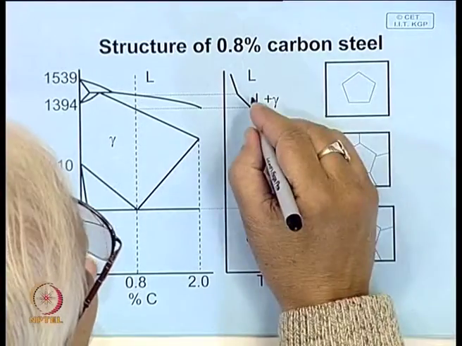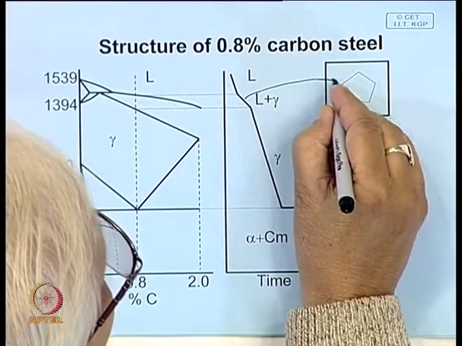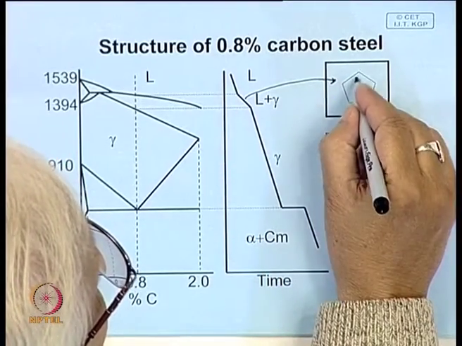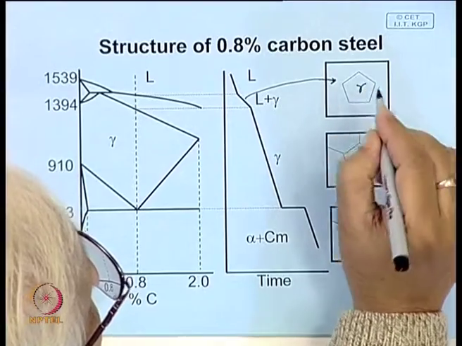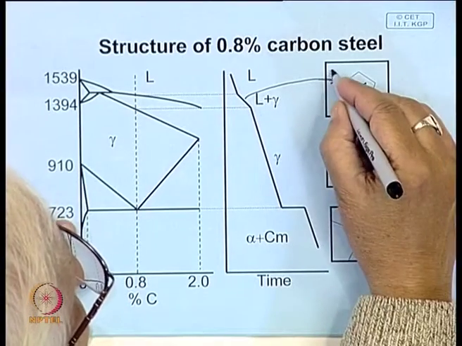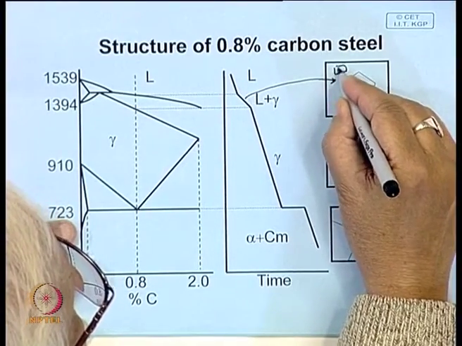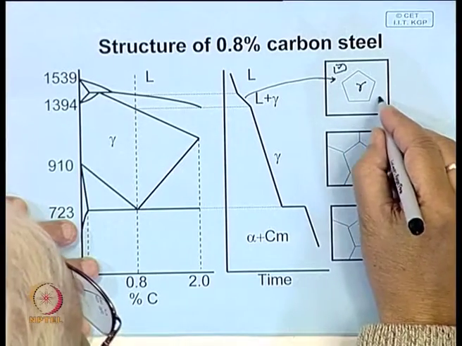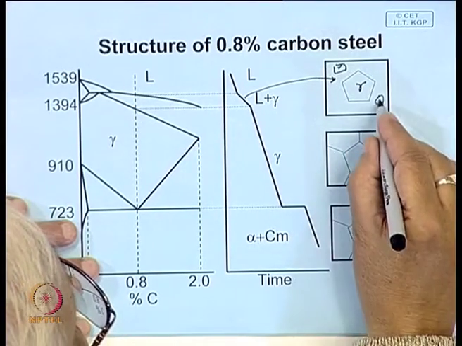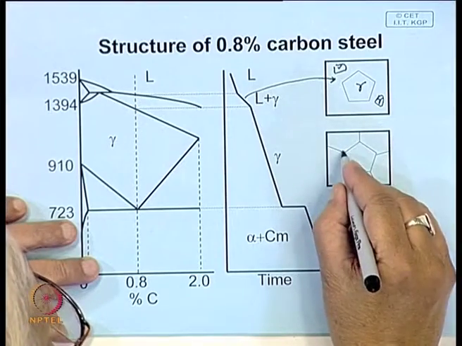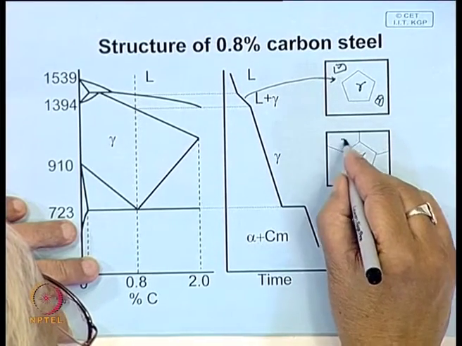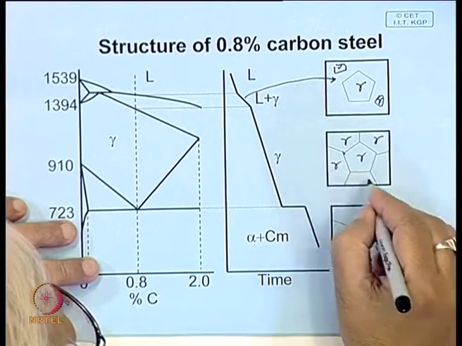Now, in this particular case, as solidification proceeds, you will have gamma precipitating out, you may have some gamma here also, and finally, it will be entirely filled up by gamma. All these are gamma grains, austenite grains.